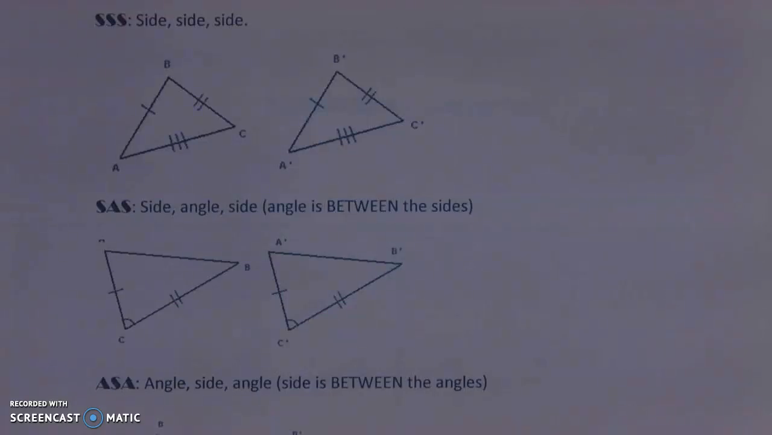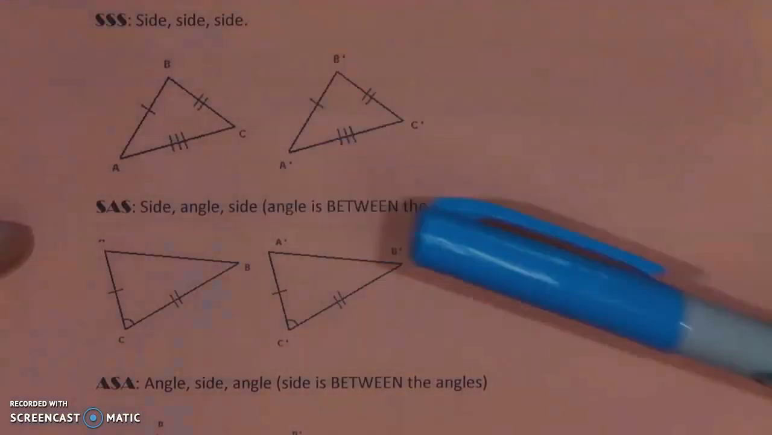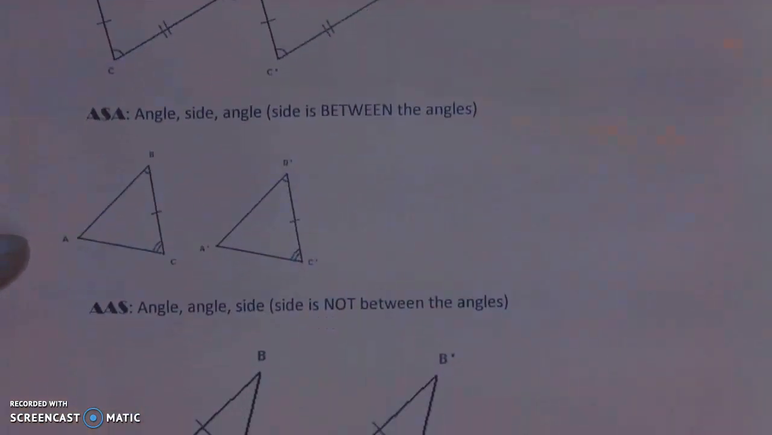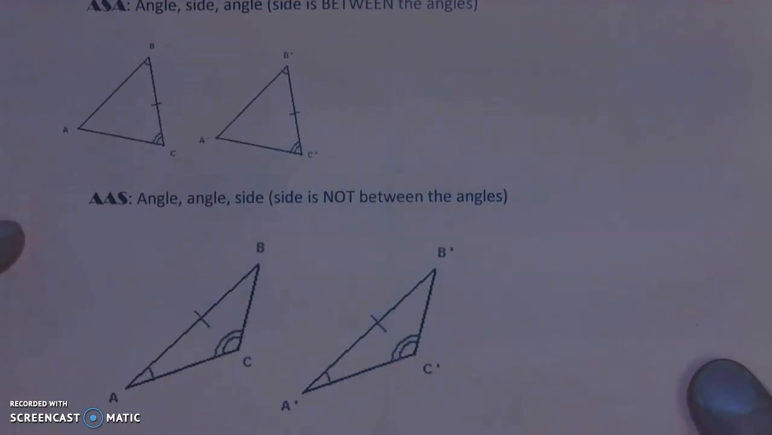Hello everyone. Today what we are going to be looking at is how to use the triangle congruency theorems. So yesterday we found out that we really have 4 theorems that allow us to conclude that a triangle is congruent if only parts of the triangle are congruent to each other. And those theorems are SSS, SAS, ASA, and AAS.